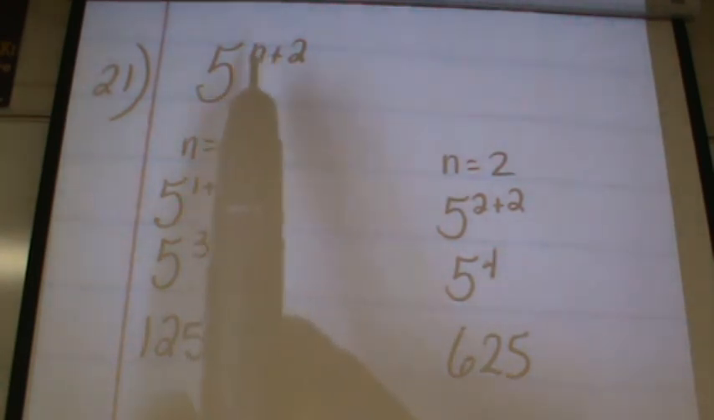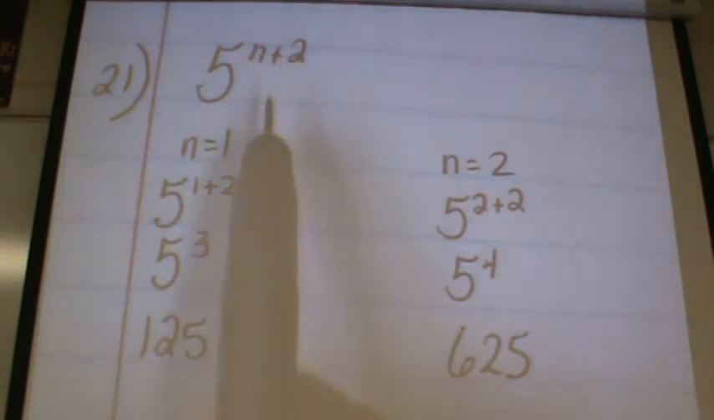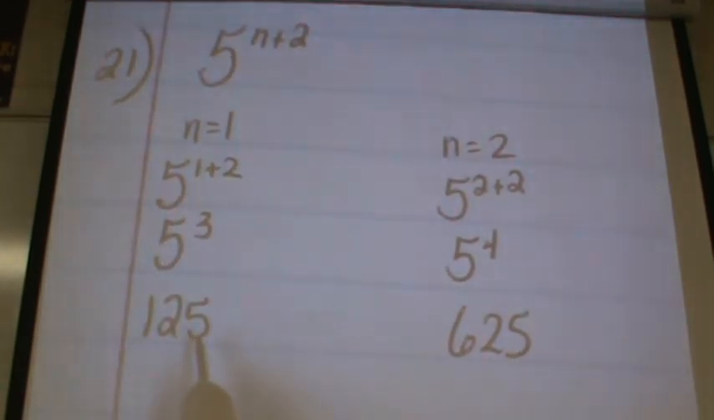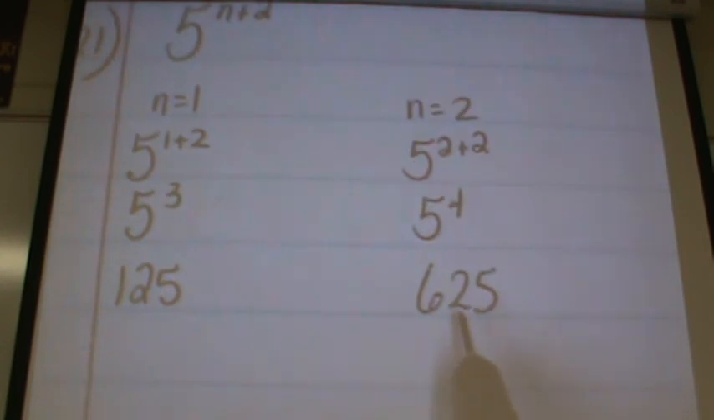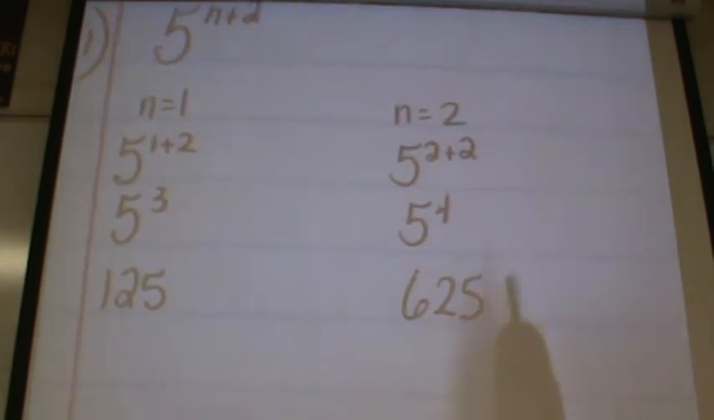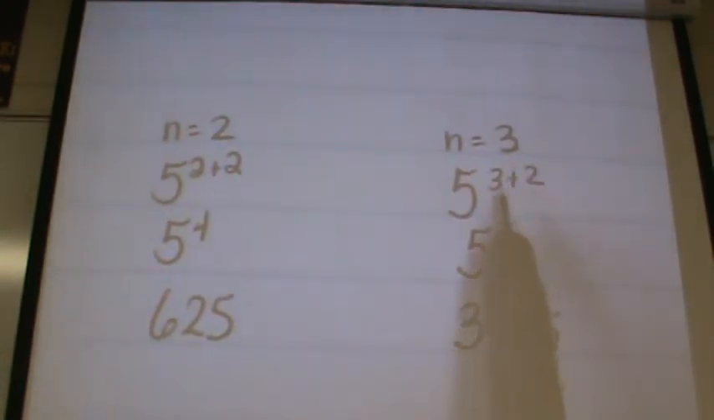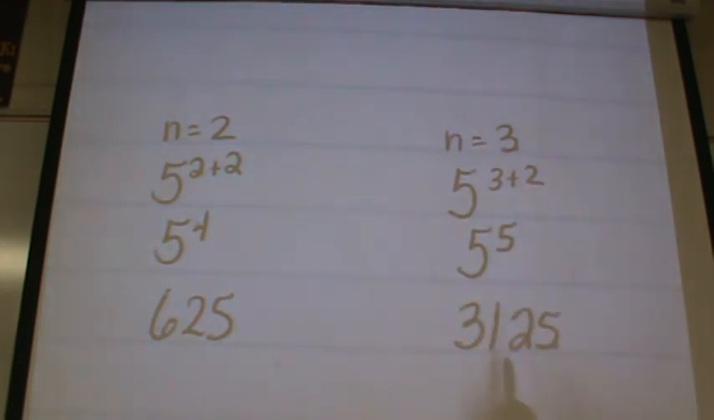So if you plugged a 1 in here, 1 plus 2 is 3. 5 to the third power is 125. And when you plug a 2 in, 2 plus 2 is 4. 5 to the fourth power is 625. And plug a 3 in. 3 plus 2 is 5. 5 to the fifth power is 3,125.